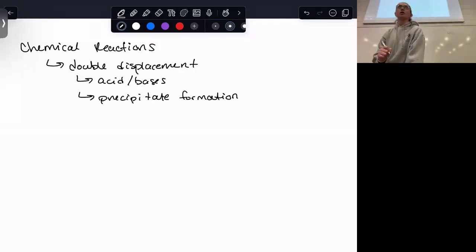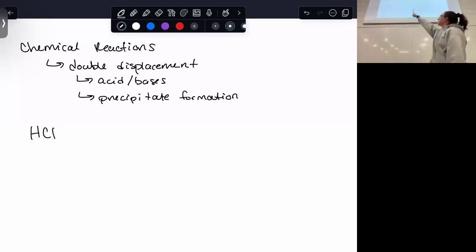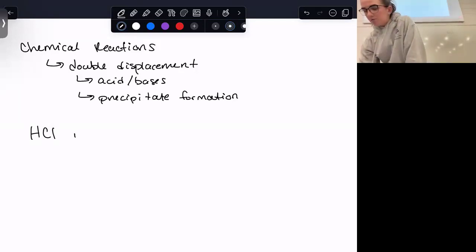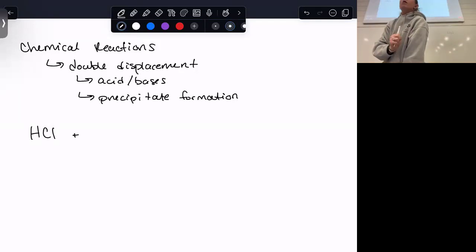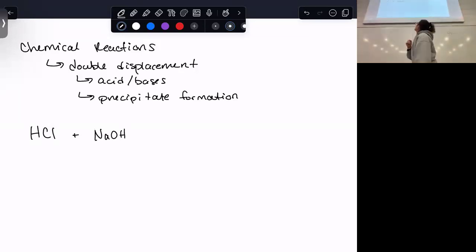Does anyone know a strong acid off the top of their head? Yep, HCl is a good one. We have a proton and a chlorine ion, so that H+ is our proton indicating an acid. Anyone know a strong base off the top of their head? Close. It's going to be sodium hydroxide. The hydroxide is the strong base, but sodium hydroxide is usually the compound we talk about.